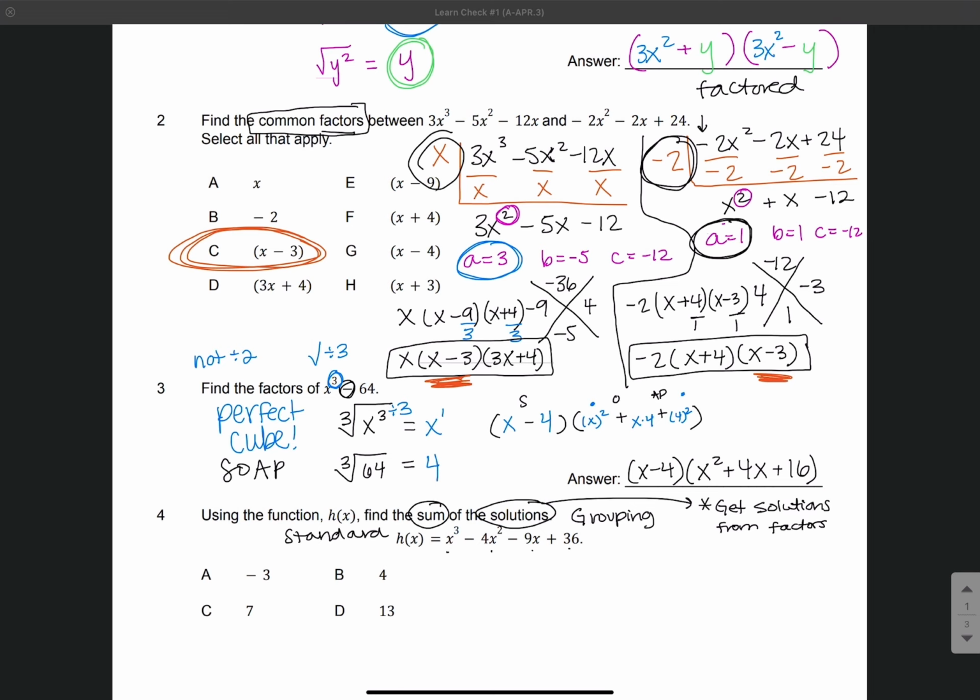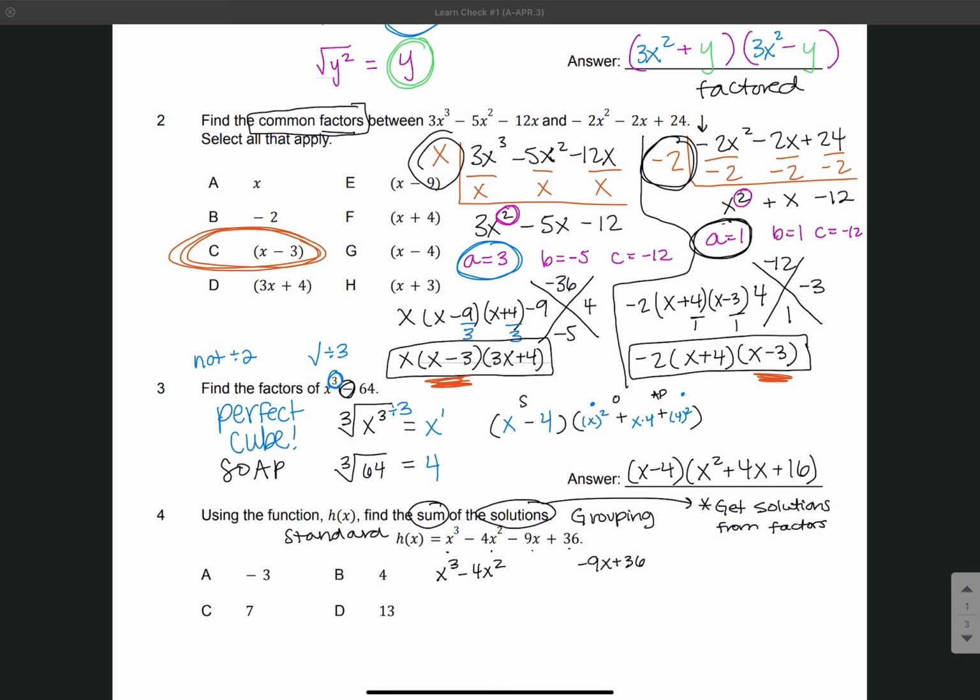So, grouping first though, start with your GCF. I don't see a GCF. There's no X in common. There's no 2 or 3 or anything I can divide by. So that means we're going to divorce. Remember, we're going to take the first 2 and create them as a group. Some space. And then the second group.